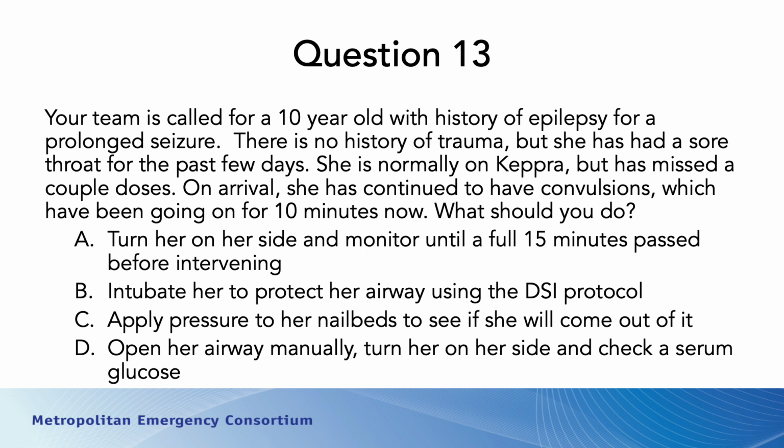Another PD question. All right, up another epilepsy question too. A 10-year-old with epilepsy, you recall because it's a prolonged seizure. No trauma, a little bit of a sore throat, but otherwise okay. She normally takes Keppra as her anti-epileptic drug, but has missed a couple of doses. You get there, she's still having her convulsions, it's been going for 10 minutes. What do you do next?